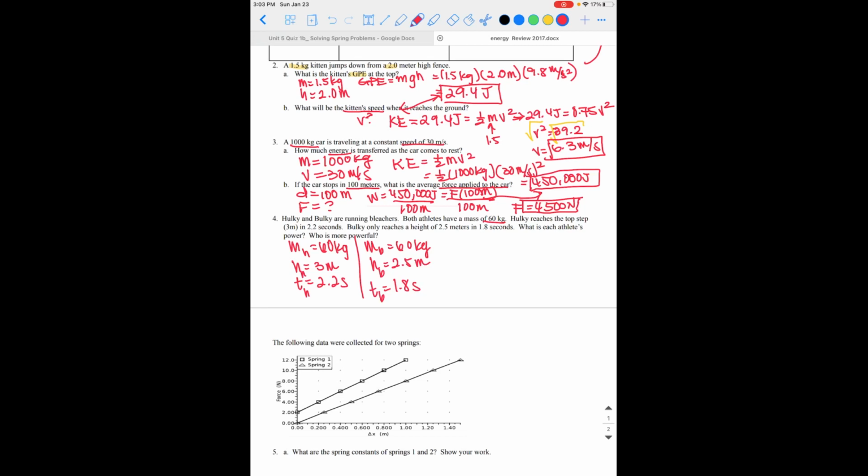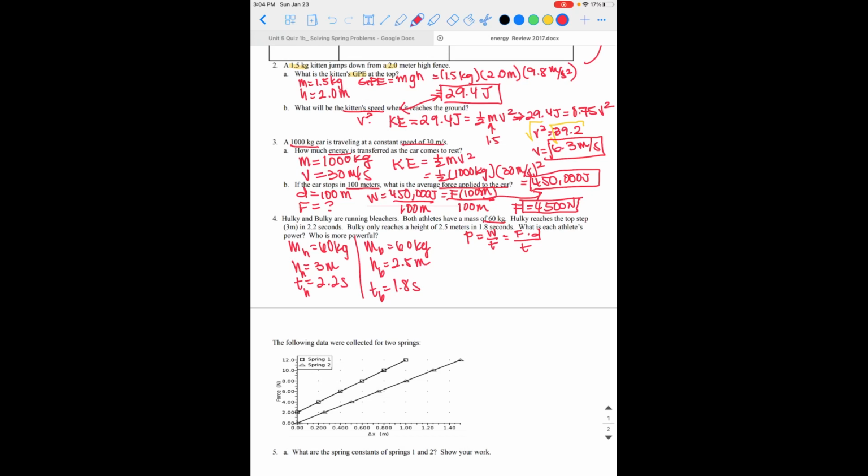Okay, before we do this, let's talk about what we're solving for. It says, what is each athlete's power? Well, the equation for power is work over time. And work is equal to force times distance. Another way to do this, you can also think about it in terms of energy.